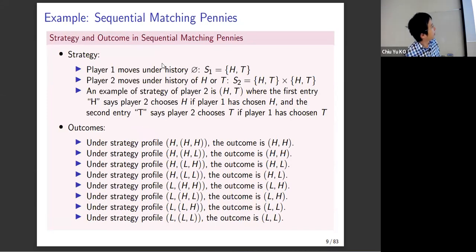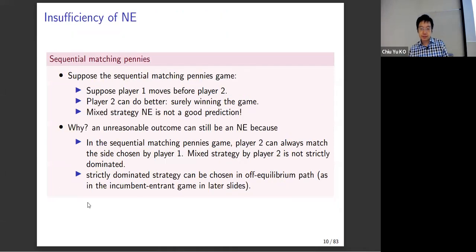Now, the strategy, right? Player one can choose head or tail, but player two has to decide what to do under head and what to do under tail. So that is a two by two. And the strategy profile and outcome is very complicated, right? Because there are two possible choices for player one and four possible choices for player two. So there are 8 possible outcomes, right? A lot of them are redundant, but we really need them, okay, to be formal.